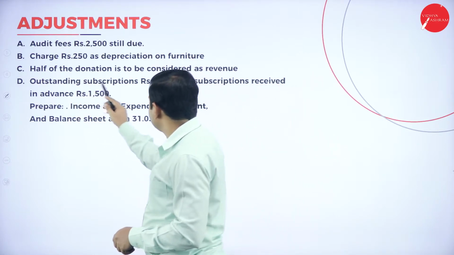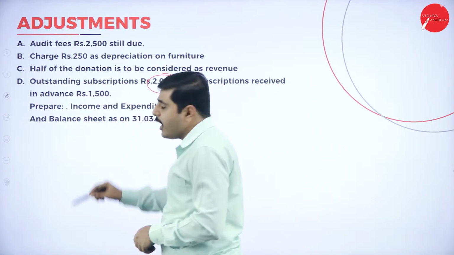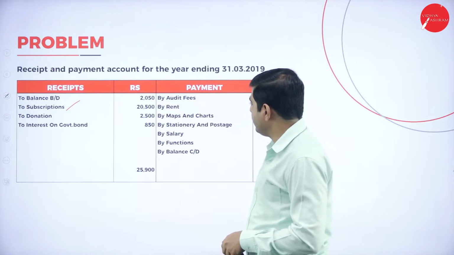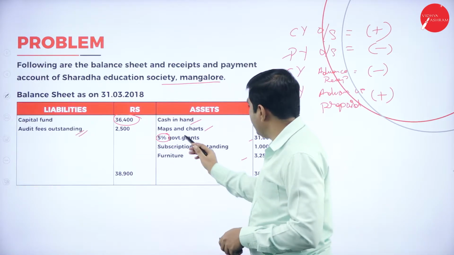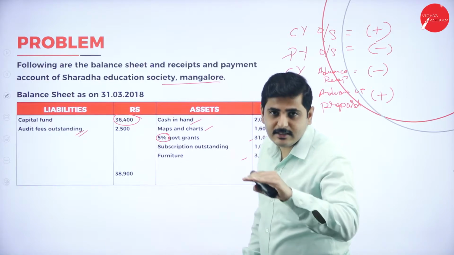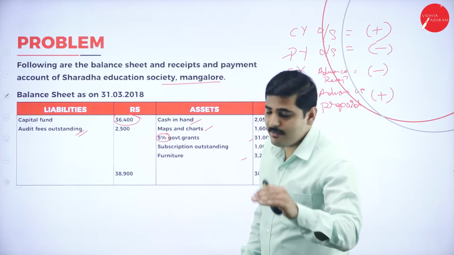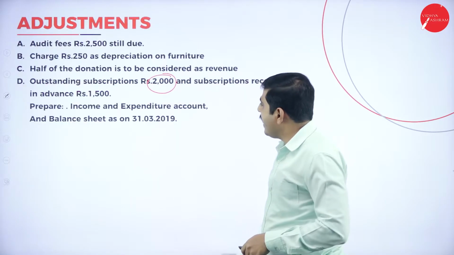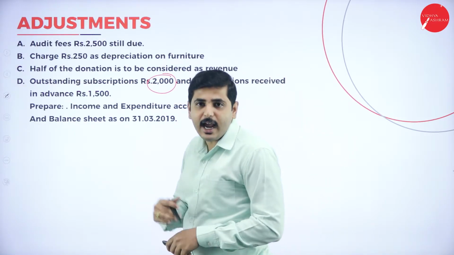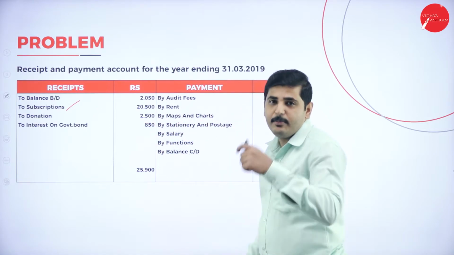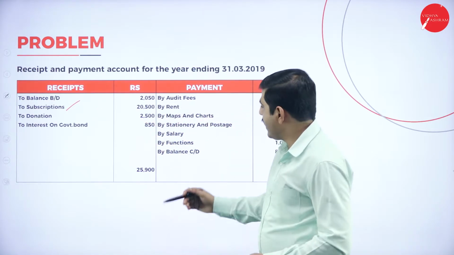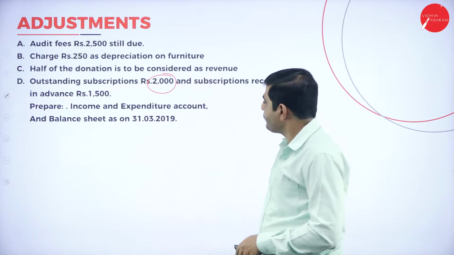See, outstanding subscription 2,000. That means total subscription 20,500, previous year outstanding deduct, again add current year outstanding. So total subscription 20,500, previous year outstanding deduct, current year outstanding add.